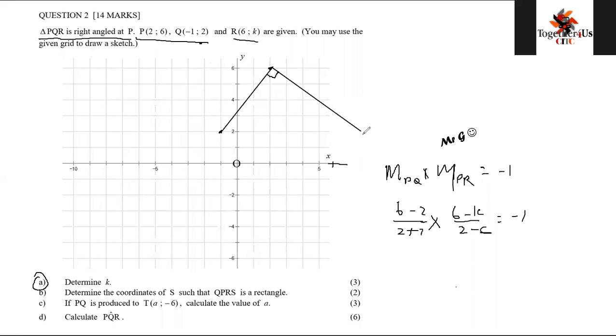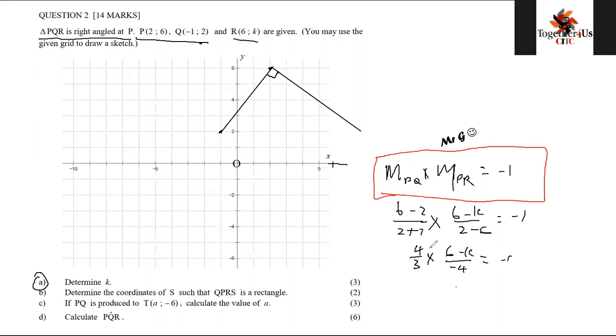I'm showing you that in my case, to make things easier for myself, I'll take advantage of the fact that I've got a right angle triangle. And so I will use the fact that the product of the gradients of perpendicular lines gives me -1. So you can see I've substituted already, which I think you can easily follow. If I simplify here, I've got 4/3 times (6 minus k) over -4 is equal to -1. You can see 4 takes care of the 4.